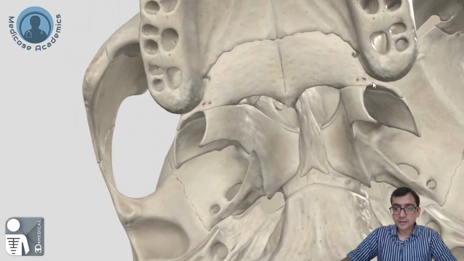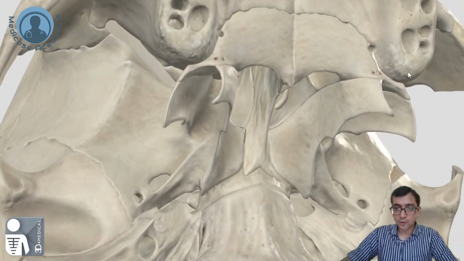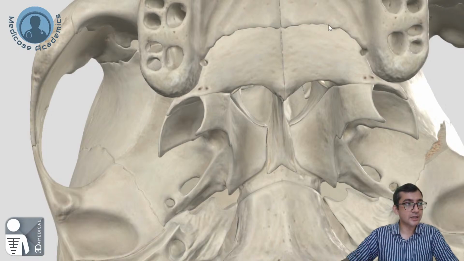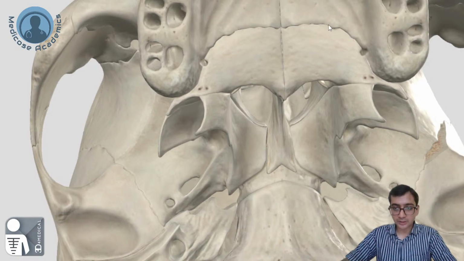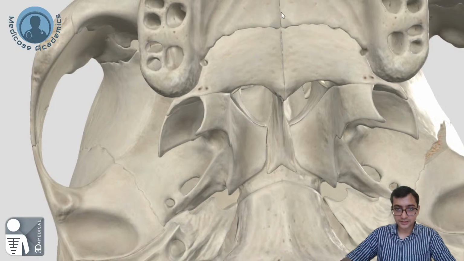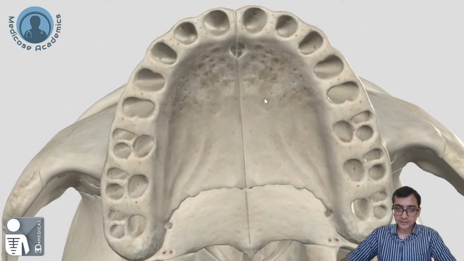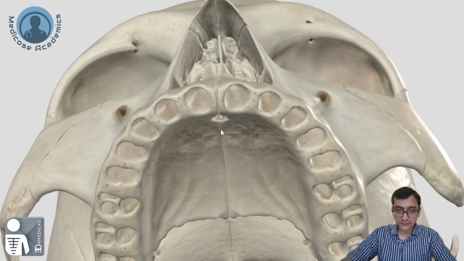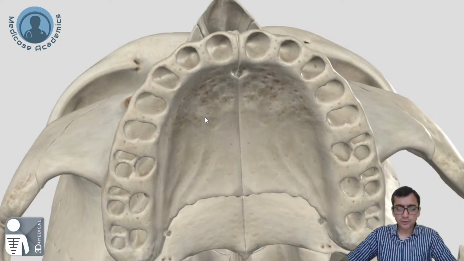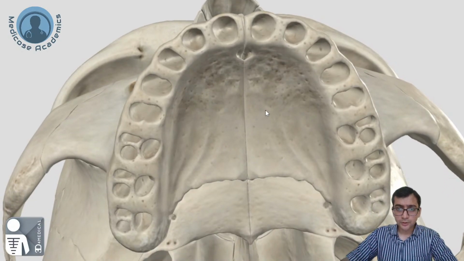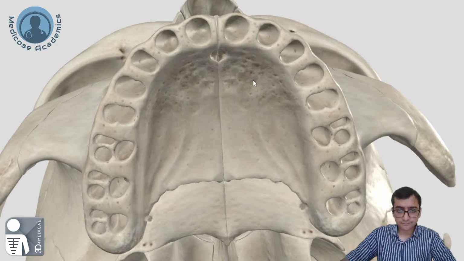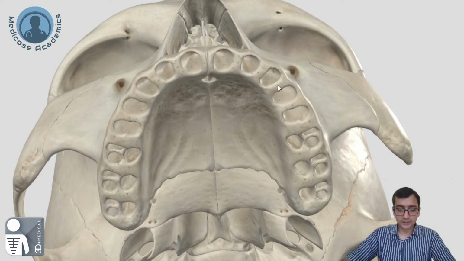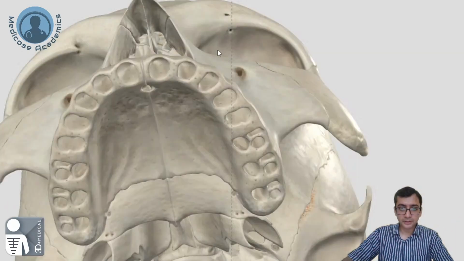So this is called the lesser palatine foramina. This is an opening within the bone, not between the sutures, and it contains the lesser palatine nerves and vessels. I will go to the structures passing through the openings in a little while. And this is the incisive foramen, and it leads to the incisive canal.